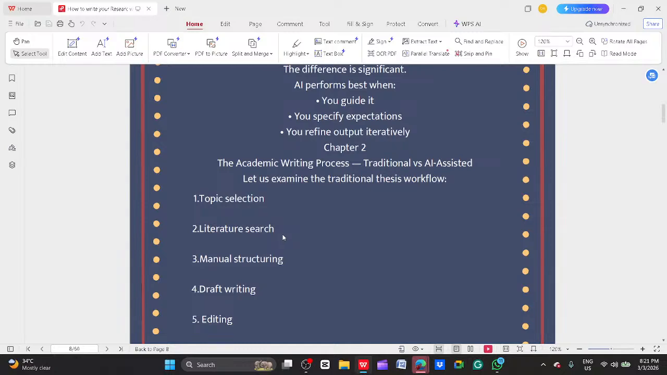The second and the third one is manual structuring. For us to be able to structure which of these journals should form my introduction, which of these should form my literature review, you could gather 50 journals and might not even see a single one that is enough for you to use as your introduction. So that means you have to do a lot.